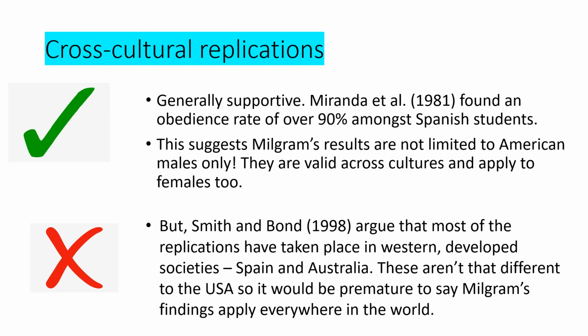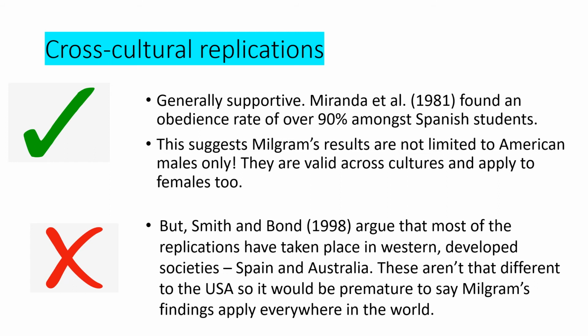Cross-cultural replication. So we have different things here in terms of strength, limitation, and you can turn this on its head in a Peel paragraph, because generally we have good supportive evidence for cross-cultural replications that can be replicated in other cultures and we find the same results as we do in America. Now, Miranda et al. in 1981 found an obedience rate of over 90% amongst Spanish students. That is really high. So therefore it does suggest that Milgram's results aren't limited to American males only.